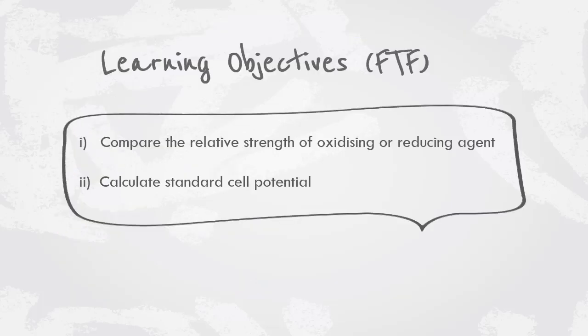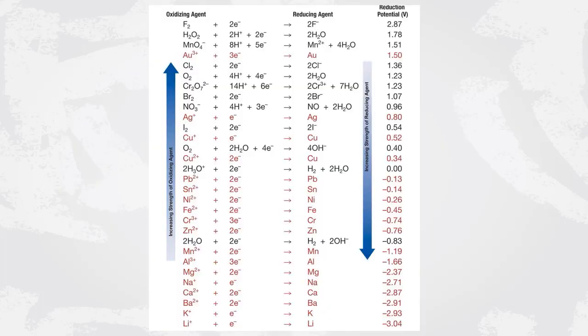For face-to-face questions, you should be able to compare the relative strength of oxidizing or reducing agents and to calculate the standard cell potential. Shown on the slide is the standard reduction potential table. From the name itself, we can see only reduction reactions are listed on this table, each with specific values. So how do we determine these specific values? Recall again the two terms we learned at the very beginning of this tutorial, electrode potential and also cell potential. So these values are basically electrode potentials.